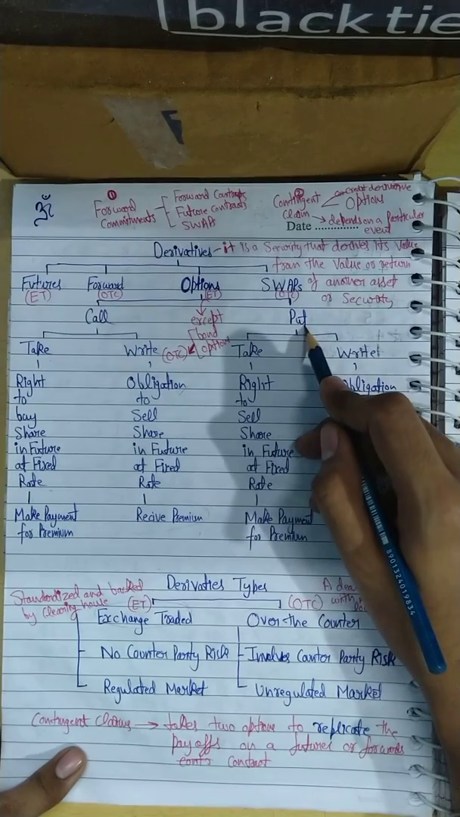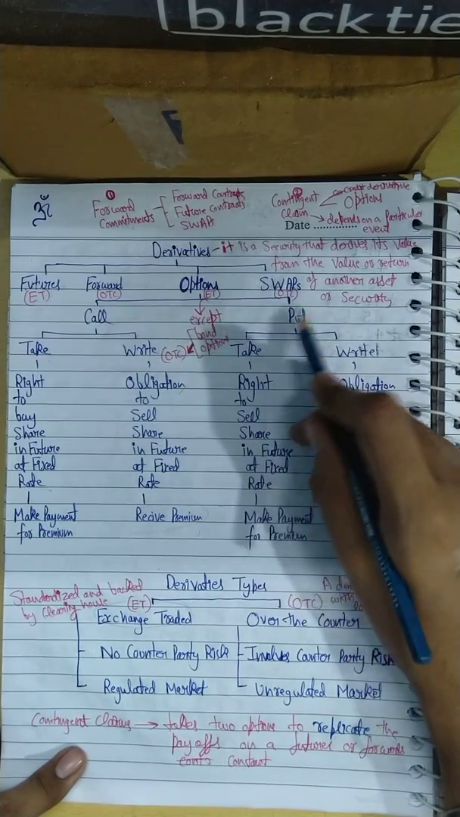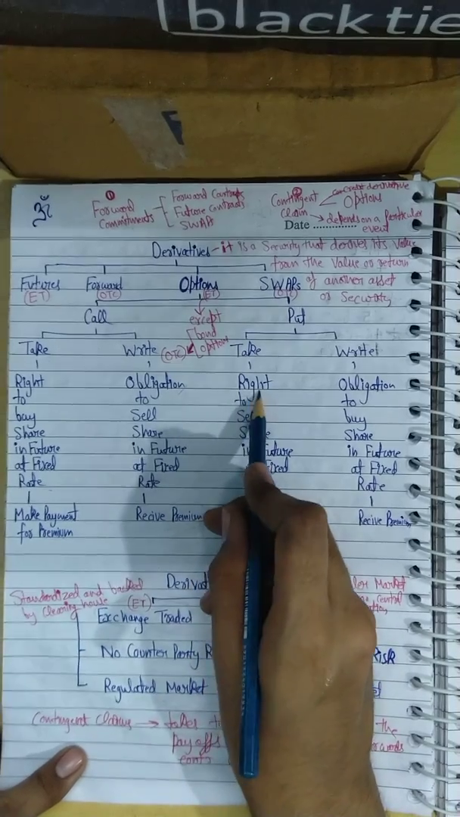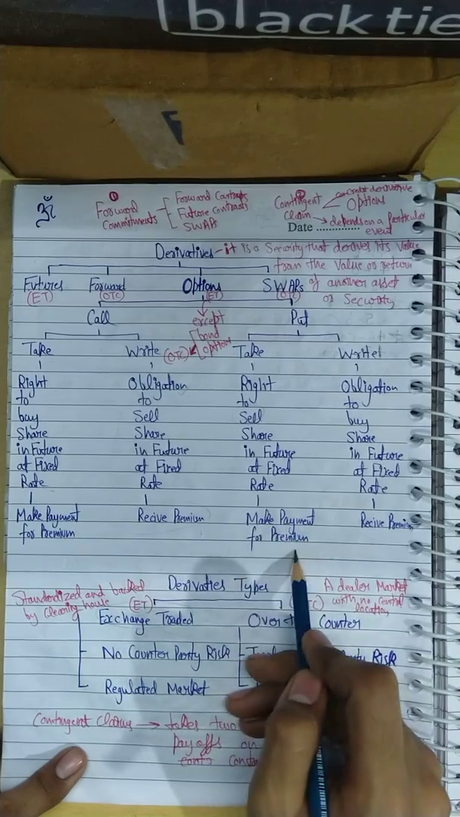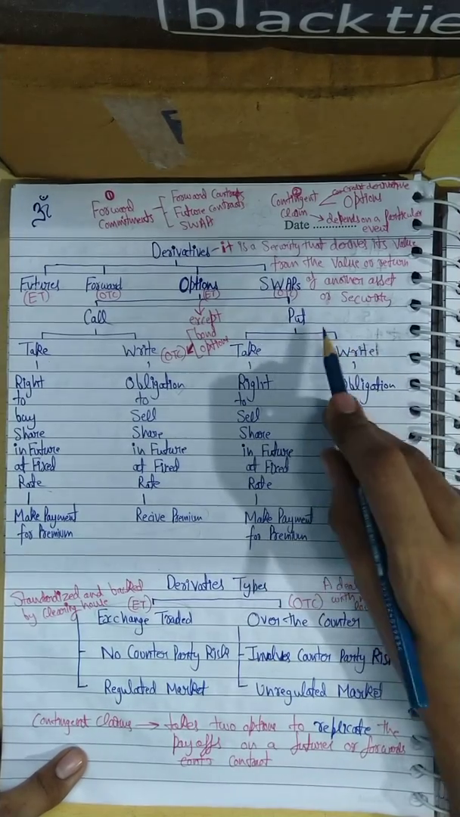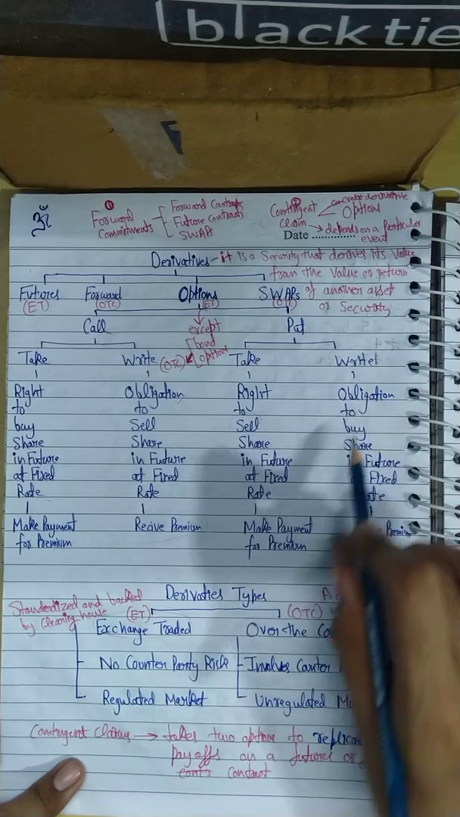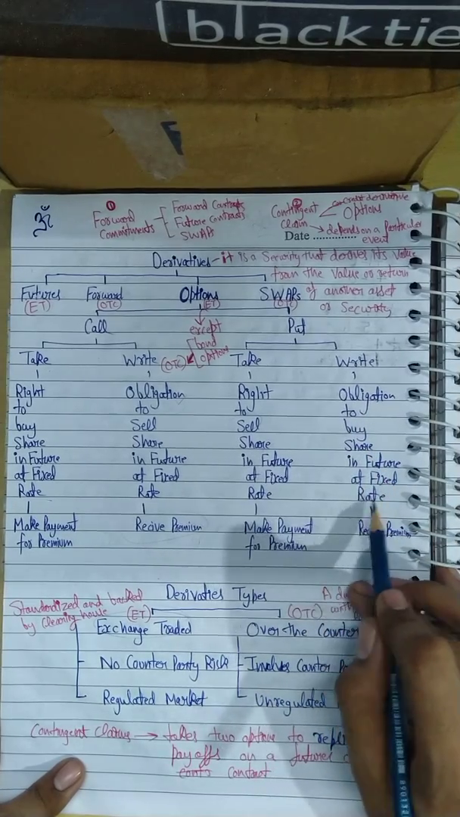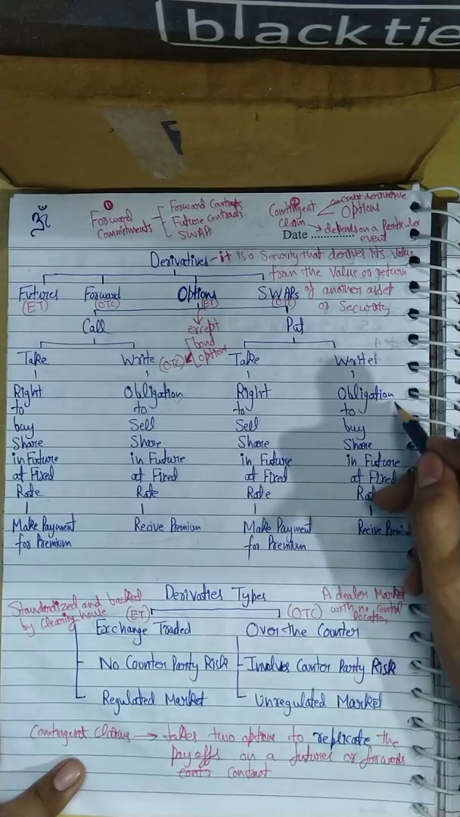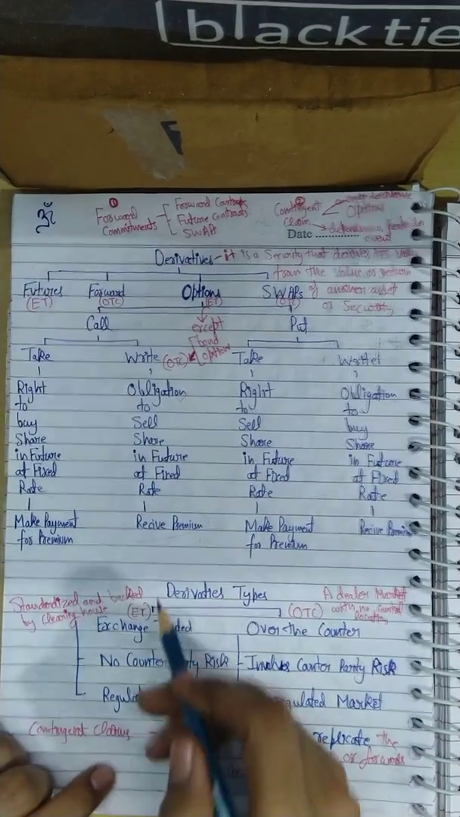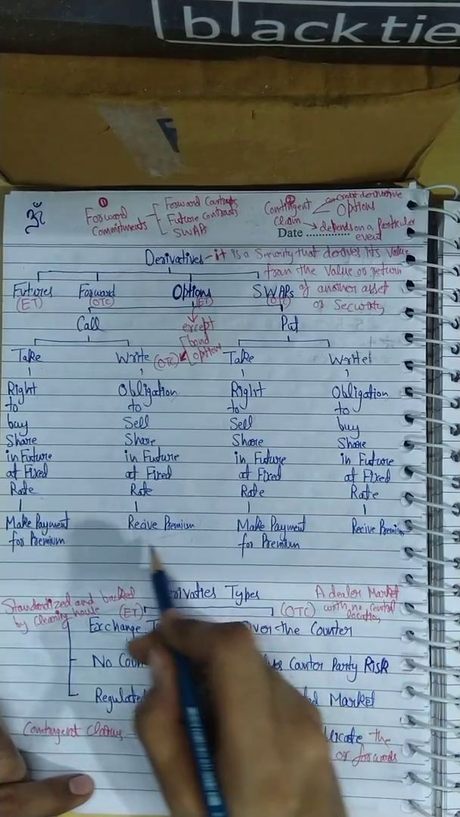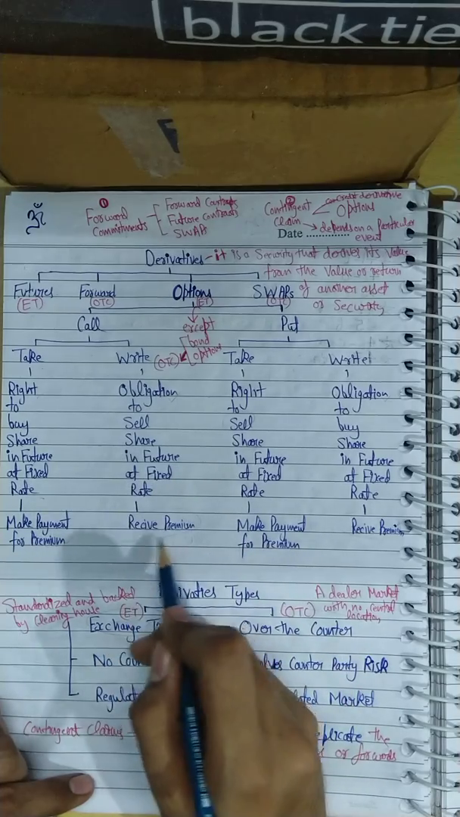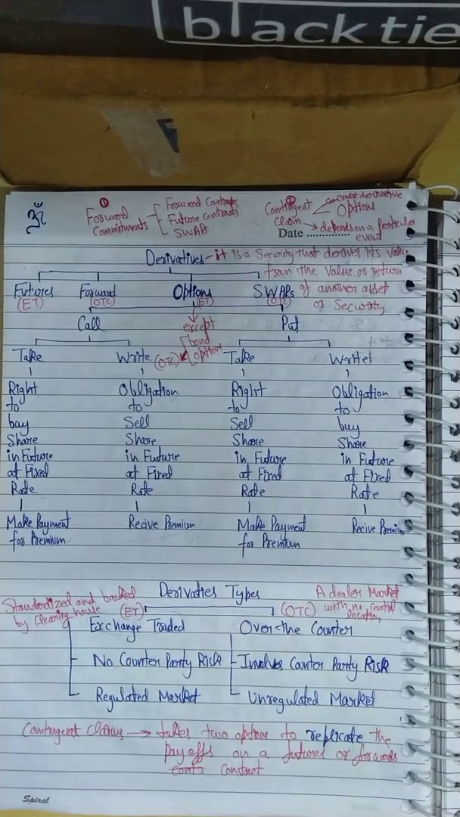In the same scenario, put is exactly opposite of call. If you take the put, you get the right to sell the share in future at fixed rate. Therefore you make the payment for premium. But if you write the put, then you have the obligation to buy share in future at fixed rate. Therefore you receive a payment because you are taking an obligation. So if you are getting a right, you have to make the payment for premium. But if you are getting an obligation, then you'll receive a premium amount. Okay. I hope you understand this.